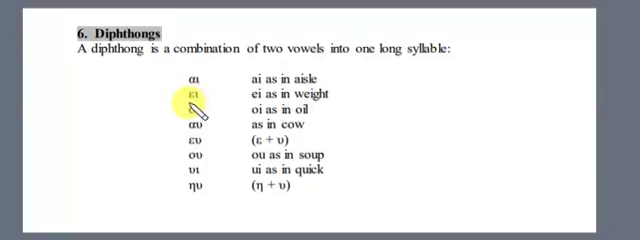I, a, oi, ow. That's not oo, it's ow. Oo as in soup. Wi, as in quick. And ow, as in eta upsilon.